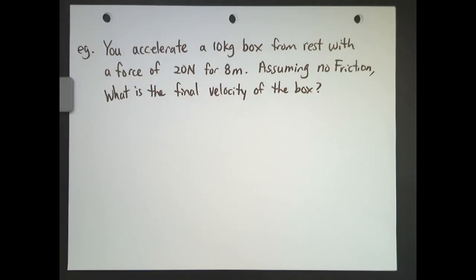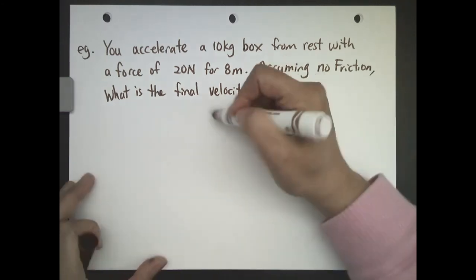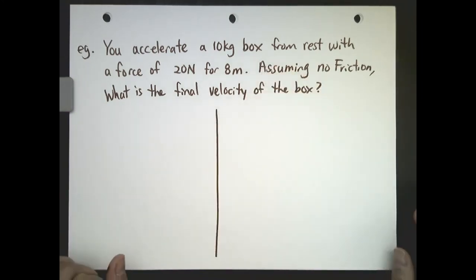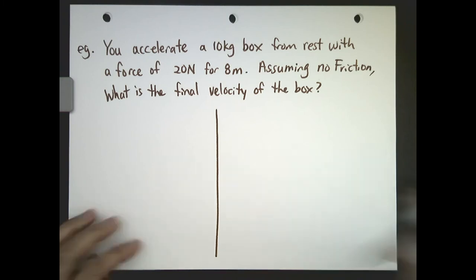All right, let's try this example. You accelerate a 10 kilogram box from rest with a force of 20 newtons for 8 meters. Assuming there is no friction, what is the final velocity of the box? There's actually two ways to do this. And you'll notice that in this unit, you can do a lot of the questions the old-fashioned way using kinematics and dynamics, or you can do it just using energy. Technically, it's really easy. Well, easier using energy. So what I'm going to do is I'm going to divide the page in half, okay? And I'm going to show you how to do it the energy way first, and then I'm going to show you how you would have normally done it using kinematics and dynamics.